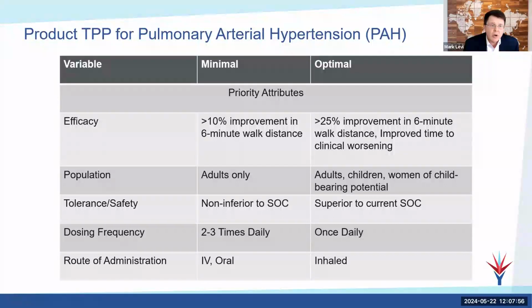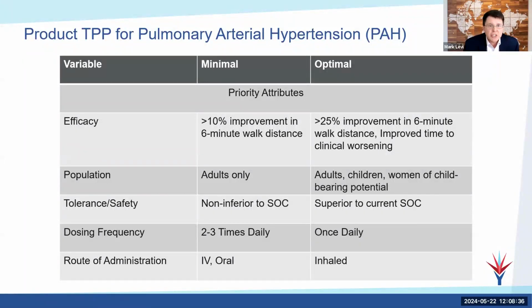And if you were going into the European Union, you would want to see an improved time to clinical worsening. FDA's preferred efficacy measurement is the 6-minute walk distance. EMA, in this case, prefers improved time to clinical worsening. So you'd have to work this out with the FDA, and you might wind up with co-primary endpoints. If you just had improvement in the 6-minute walk distance, you would probably have trouble with EMA.